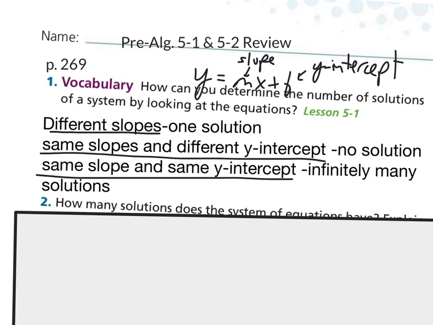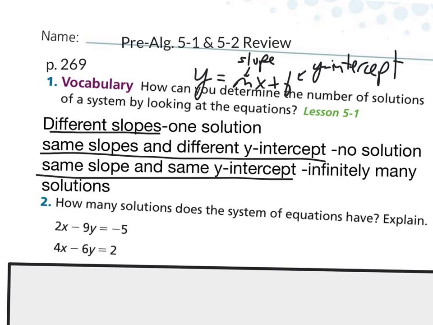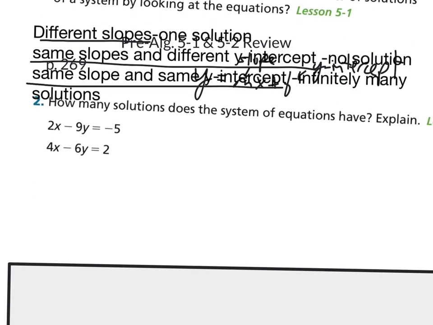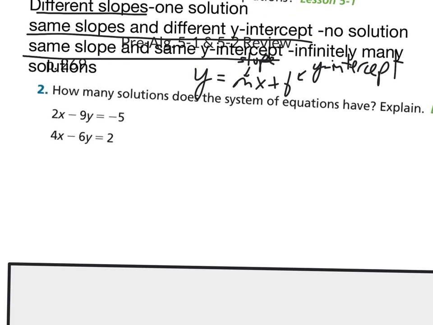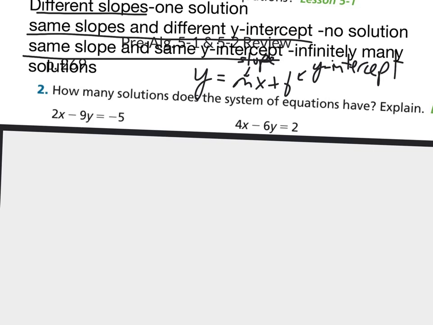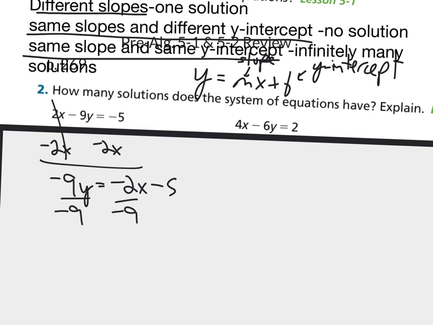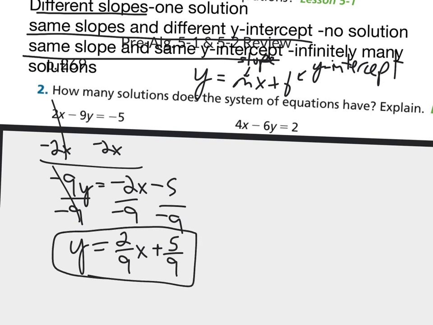So number 2, they're giving us some equations and they're asking how many solutions this has. So the first thing, probably would want to solve both of these for y. So the first equation, we can subtract 2x on both sides, and then divide by -9. When we do that, a negative divided by negative would be a positive. And I would recommend just keeping those as fractions. The decimals are not going to be nice for those.